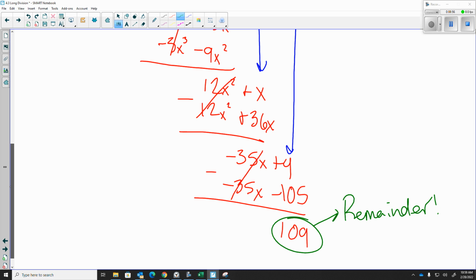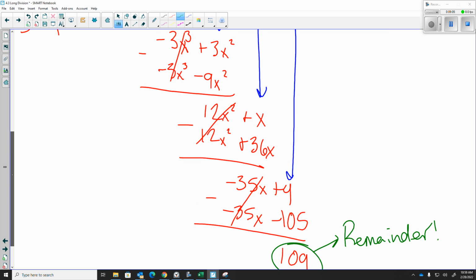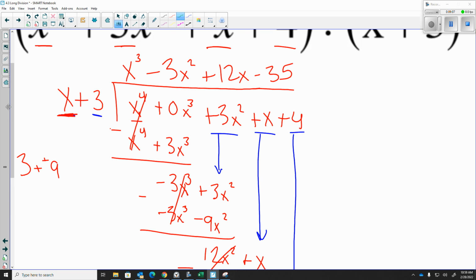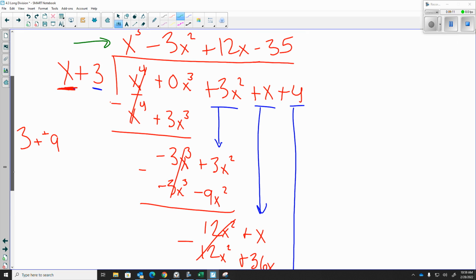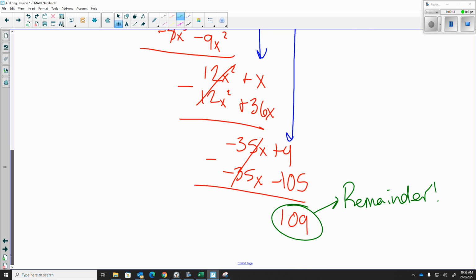So here's how we're going to write the quotient. Remember, quotient is just a fancy word for answer to a division problem. We're going to take the stuff that's on top. So x, negative 3, 12, negative 35. Is it cubed? Yeah. X cubed negative 3x. What is it? Plus 12. And then minus 35.